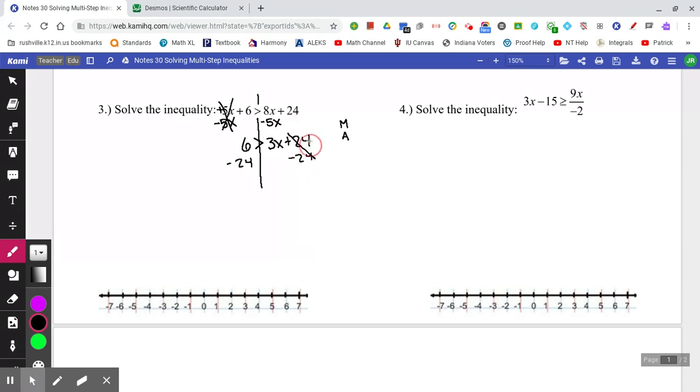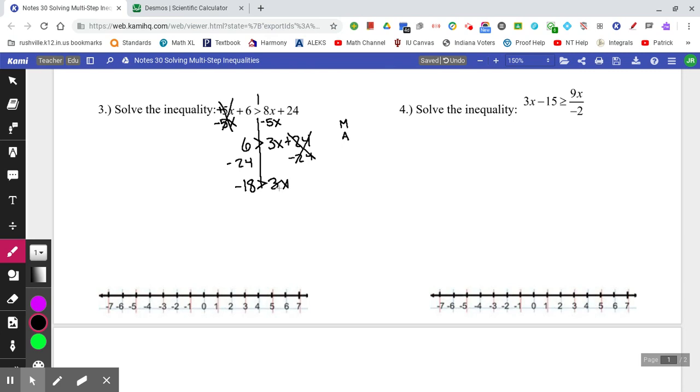And 24 minus 24 cancels out. That leaves us with 3x on the right-hand side. And on the left-hand side, 6 minus 24 is going to give us negative 18. I wasn't multiplying or dividing by a negative, so I keep the same inequality symbol.